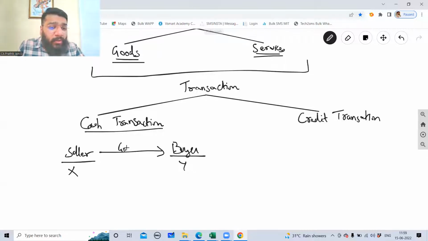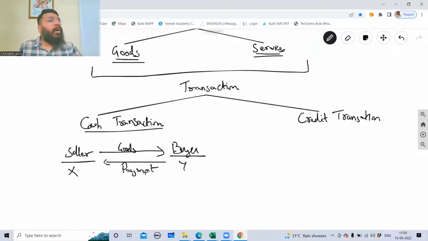So the seller is selling goods to the buyer. In return, the buyer is paying you the money in the form of cash or bank. So basically the payment is happening. Correct? Now this we call a cash transaction because immediately when you sell the goods, in return you're getting the payment either in the form of cash or bank. When I say cash transaction, it does not mean only money is coming in cash. On the spot, if I get money in whatever form, that is called a cash transaction. Even if I get a check, that is called a cash transaction.